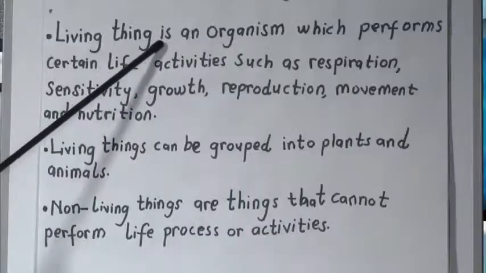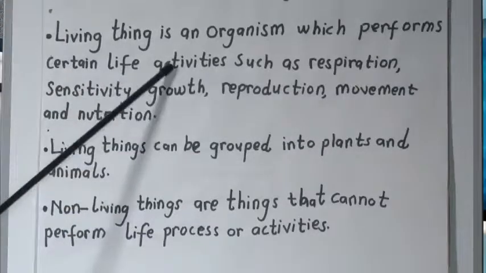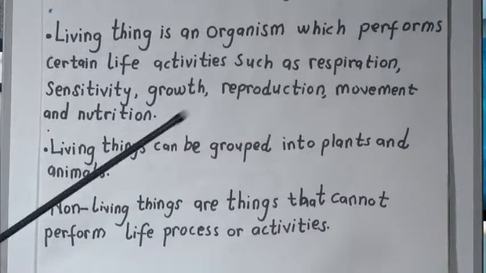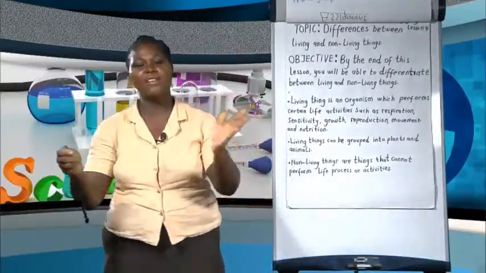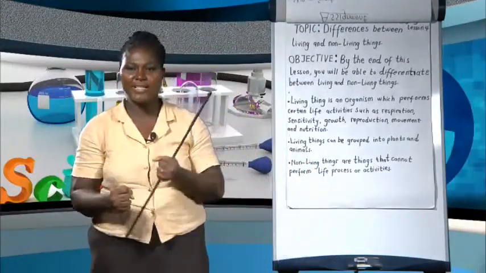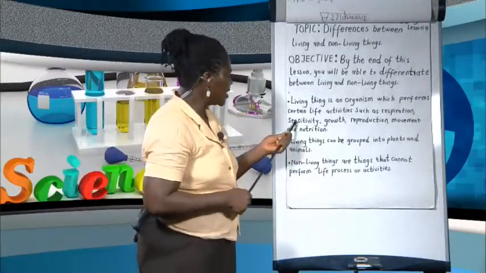A living thing is an organism which performs certain life activities such as respiration. And we saw in our previous lessons that when we eat, we get what? Energy to do so many things. To run, to work, to walk, to play. So when we eat, the food that we eat is converted into what? Energy. And we use it to do so many things. Now let's look at another one.